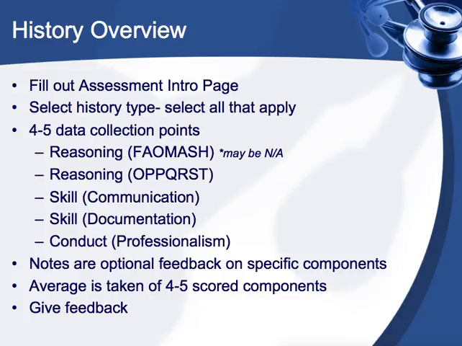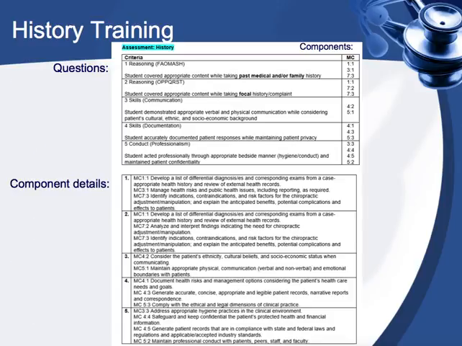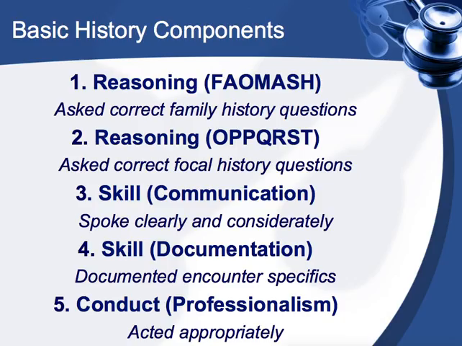Now let's talk about some of the questions and the handout that you received. On this page at the top, you'll see the actual questions covered during the history assessment. On the right-hand side, you'll see the letters MC and then numbers underneath. These are the meta-competencies that relate to each question that you're evaluating. We're going to go over the titles and some of the components of each question.